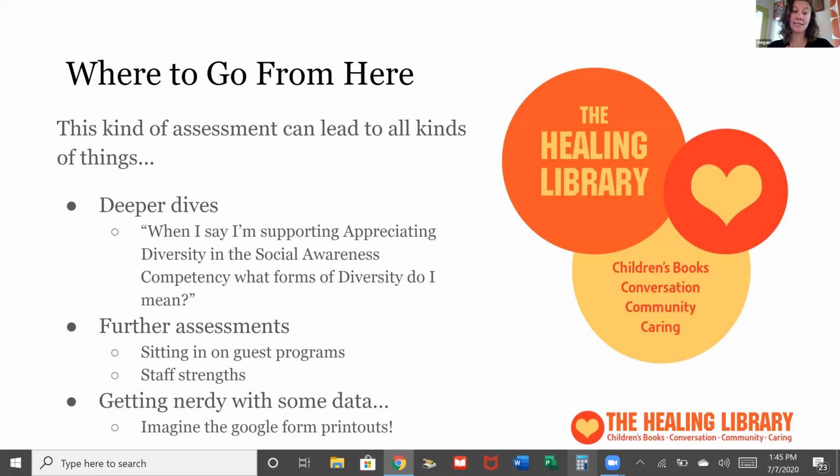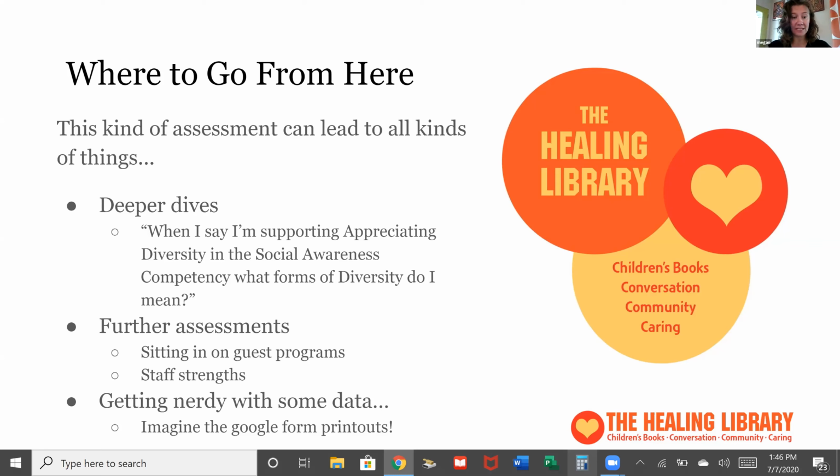So for me, this is literally me, when I'm supporting the appreciating diversity and social awareness competency, what forms of diversity am I actually referring to? Am I talking about physical abilities? Am I actually doing the work in that arena? Am I only talking about racial diversity?